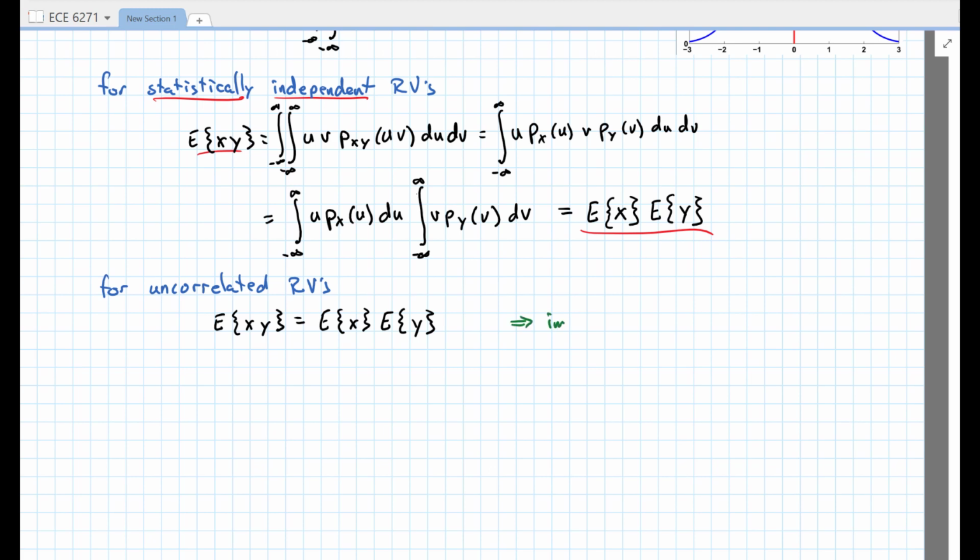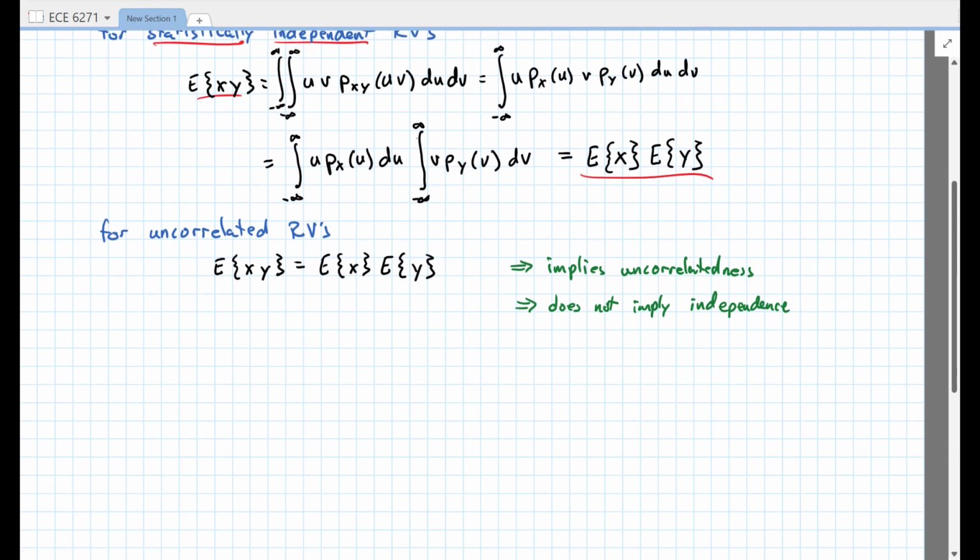So this implies this, but that same thing does not imply independence. In fact, it's possible to define two random variables where one is simply the function of another one, and they are uncorrelated, but since one is the function of another one, they are definitely not independent.